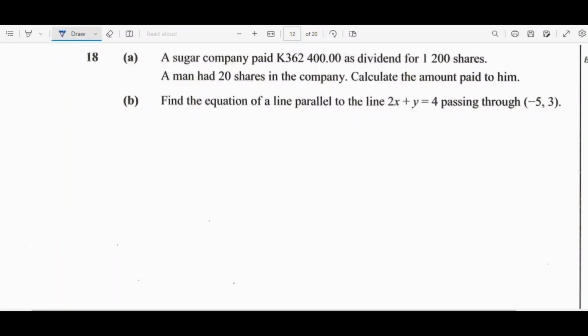Welcome guys to an interesting session where we're going to look at some questions from math paper 1 for the 2023 internals. So we are starting from question 18.